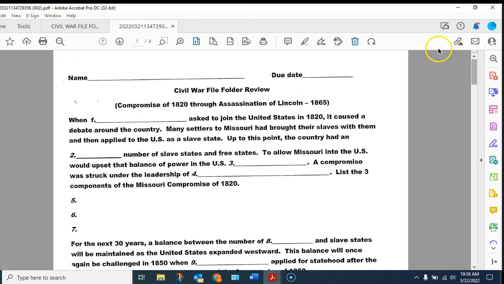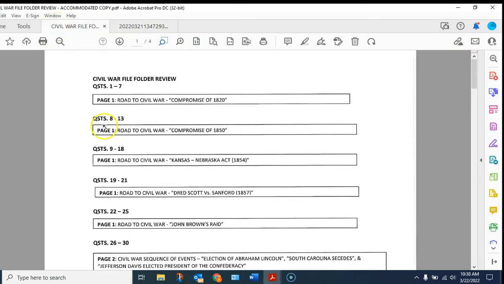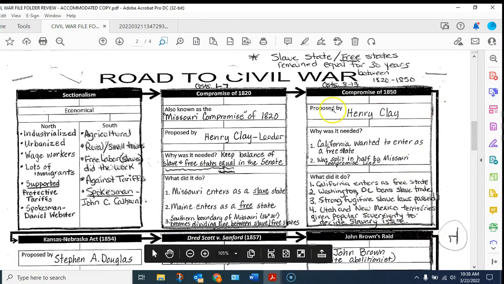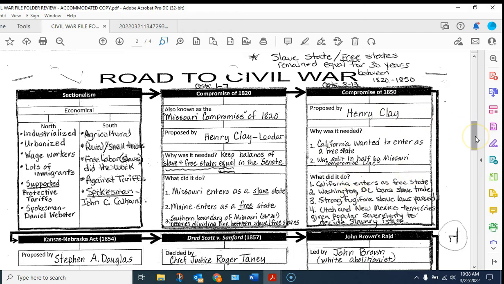And so again, you should be looking for questions 8 through 13 under page 1, Road to Civil War, Compromise of 1850. And there are your answers for 8 through 13, right in this area here. So pause and go ahead and answer.